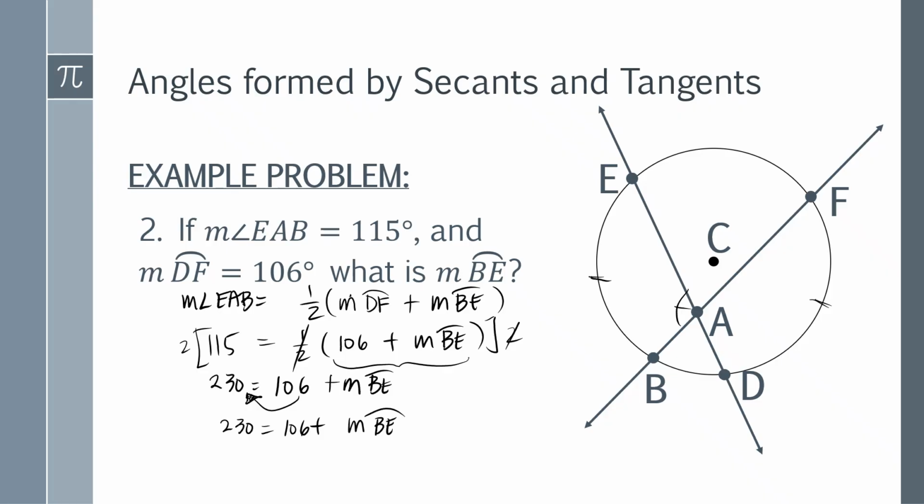And 230 minus 106 degrees, minus po pala ito, sorry. Minus. Okay, ulitin ko ulit. Minus 106 is equal to measure of BE. So 230 minus 106, this is 124 degrees. This is the measure of arc BE. Tapos. Did you get it? I hope that you get it. Kung parehas tayo ng sagot, then you are a genius.